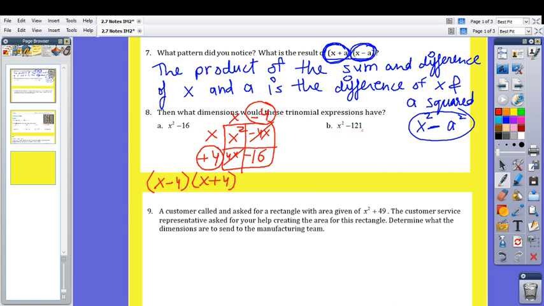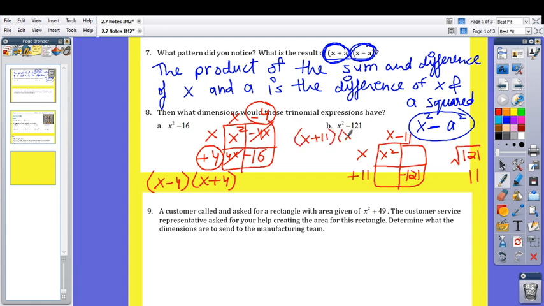Okay. Here, if you do the square root of 121, you get 11. That means one of them will be positive 11 and one of them will be negative 11. So, we will write down x plus 11 and x take away 11. So, this is how you find out when you are going backwards.